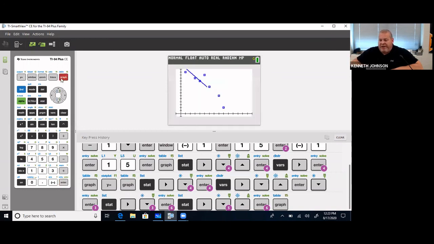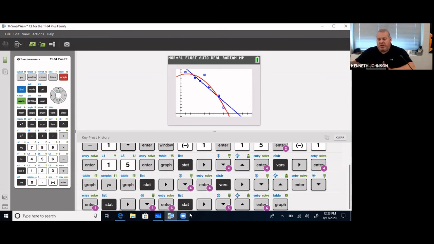If I hit graph, it'll show both of them, and we can kind of see that the quadratic regression, that it curves up and comes back down, is closer to a lot of the points. So that's graphing regressions on TI.